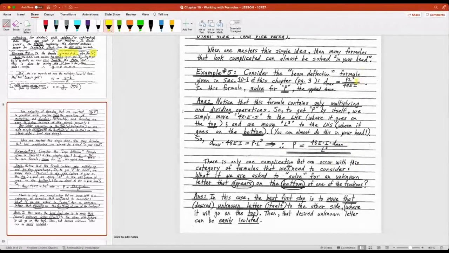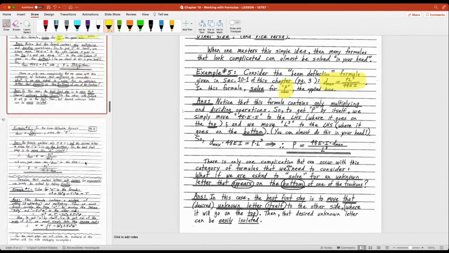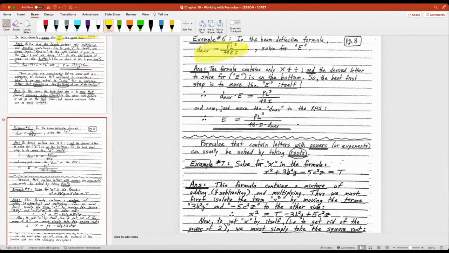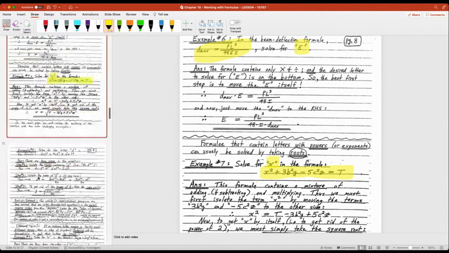Here's one that involves deflection of a beam, and you're solving for the force. That's the question that I said earlier not to worry about in terms of numbers. In terms of a formula, it's just a formula that you can rearrange. The next question is the same formula, but you're solving for a different quantity. And then this last example here is solving for x in this highly nonlinear equation.